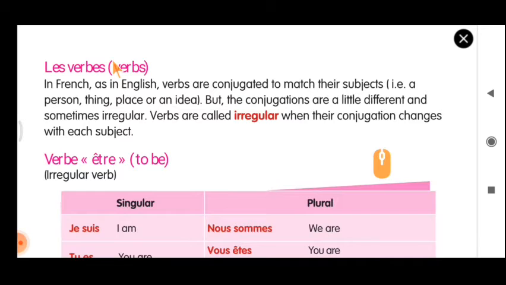Before starting this verb, let's know what a verb is first. Les verbes. In French, as in English, verbs are conjugated to match their subject, that is, a person, thing, place, or an idea. But the conjugations are a little different and sometimes irregular. Verbs are called irregular when their conjugation changes with each subject.